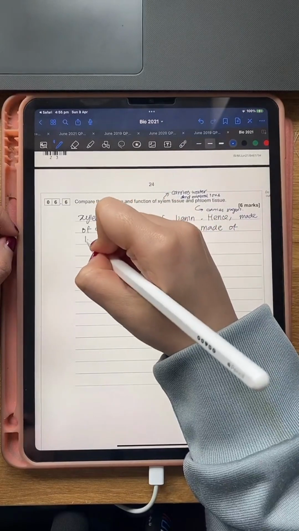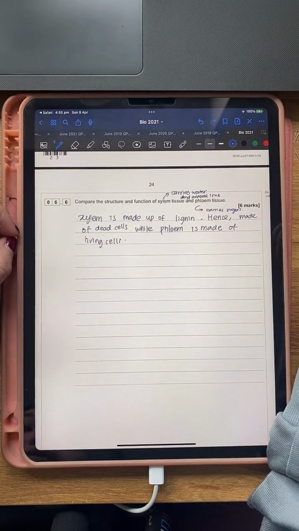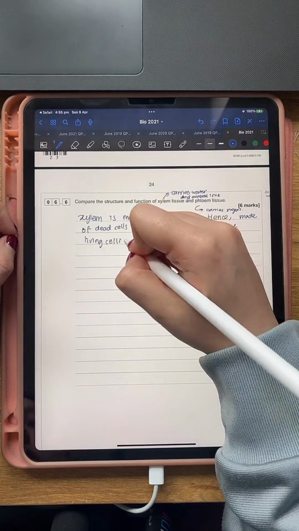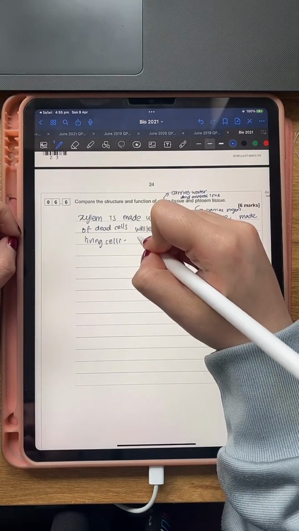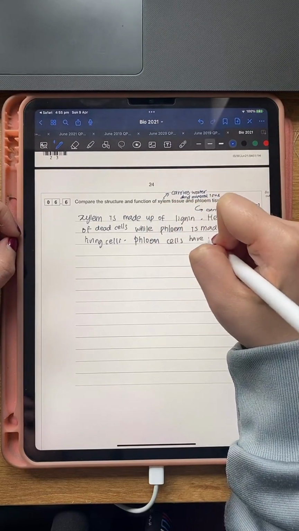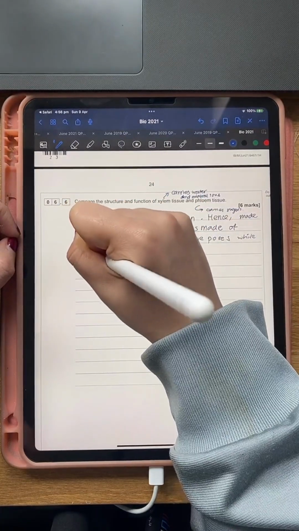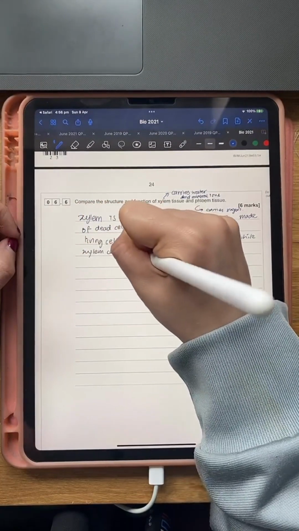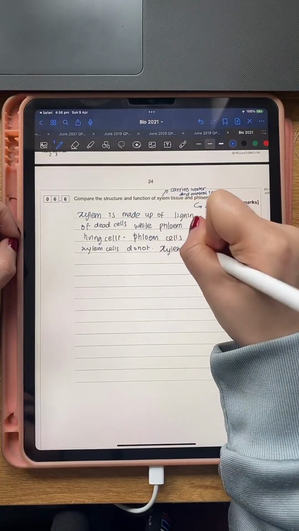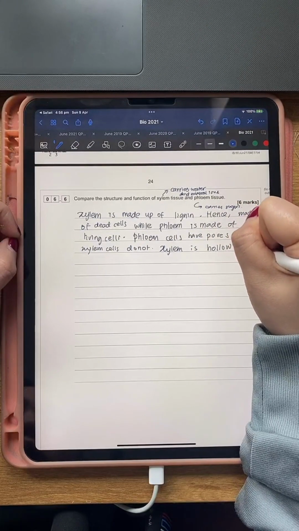After that, we also have phloem cells have pores, while xylem cells do not. Xylem is hollow. That's why it's made of dead cells, while phloem contains cytoplasm. And now you can talk about their function.